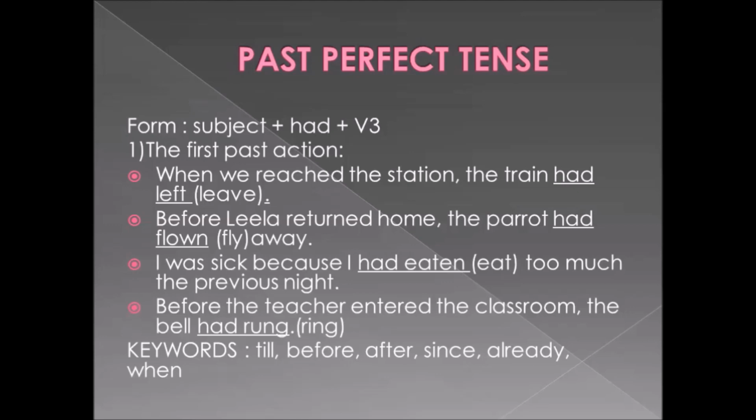For example, when we reached the station, the train had left. So the first past action happening here is leaving of the train. So you have to indicate it in past perfect tense, that is had plus V3, had left. The second sentence, before Leela returned home, the parrot had flown away. So the first past action happening here is flying of the parrot. So you have to indicate in past perfect tense had plus V3 form. That is fly, flew, flown. So you have to write had flown. Had plus V3, had flown.